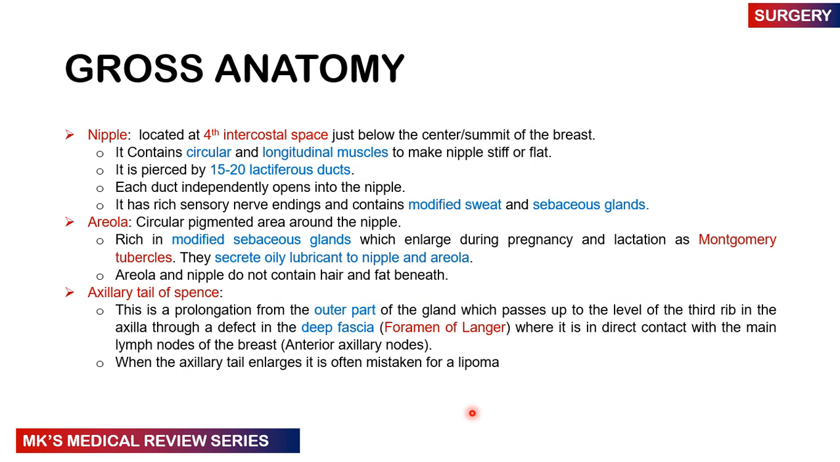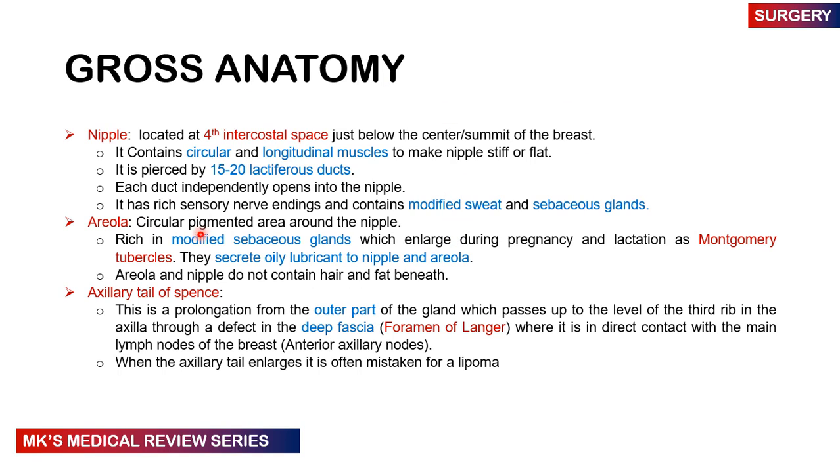So the nipple is going to be found at the fourth intercostal space, just below the center or the summit of the breast, and it's going to be containing circular and longitudinal muscles which make the nipple stiff or flat. Then it's going to be pierced by 15 to 20 lactiferous ducts, and each of the ducts is actually going to be opening independently, and these areas are going to be consisting of numerous modified sweat as well as sebaceous glands.